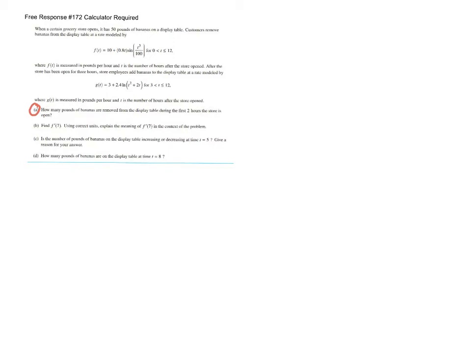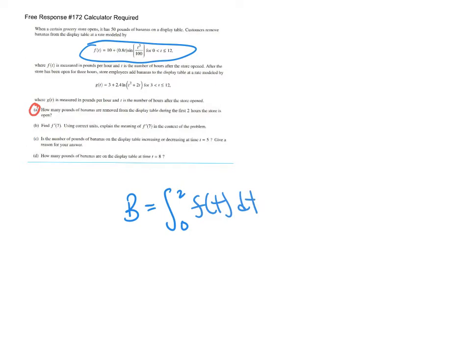Okay, so remember f of t is the rate at which these bananas are removed. So if we want to count up how many pounds of bananas are removed, we're going to need to use accumulation. We're going to need to accumulate that change over the course of 2 hours. So the pounds of bananas, which I'm just going to call B, is going to equal the integral over the first 2 hours of f of t dt. And because a calculator is required for this one, we can use our fnint function on our graphing calculators to crank this thing out.